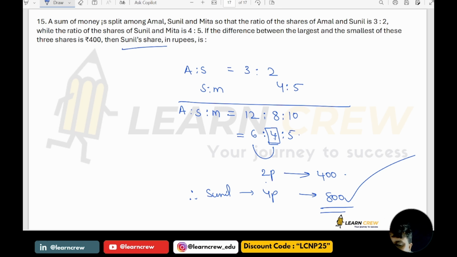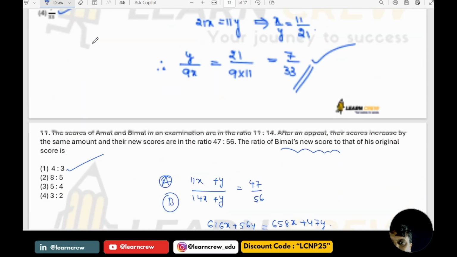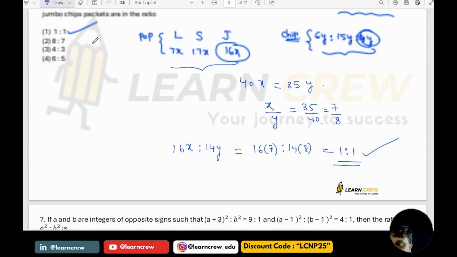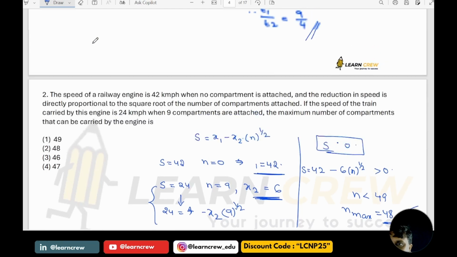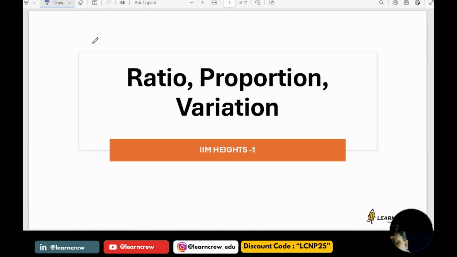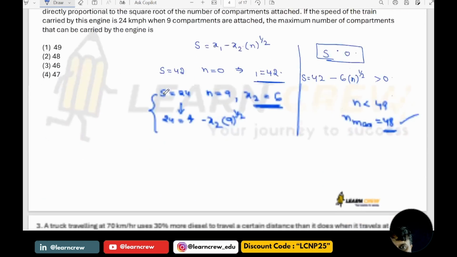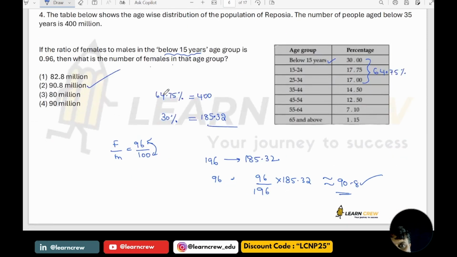I hope each and every question is clear to you in the session. Now see the first sheet. We discussed the foundation questions: what is a ratio, what is proportion, and what is variation. Based on the concepts, we solved the basic questions which give you a foundation. Now in this sheet we have given some examination standard questions. This is the standard of question which you can see in your examination.